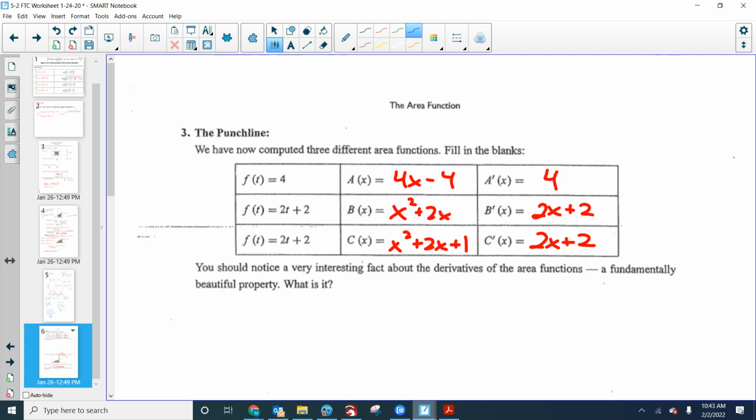All right. So what about this table? Check your work. All of these should be functions of x's. They should not have any t's in them. If you have t's, it's not right. Sorry. Why? Because area depends on x.